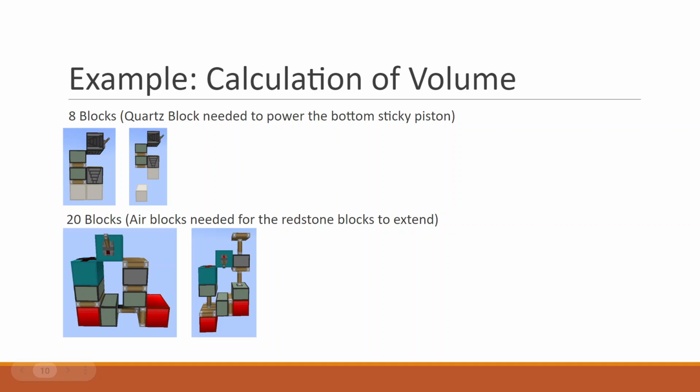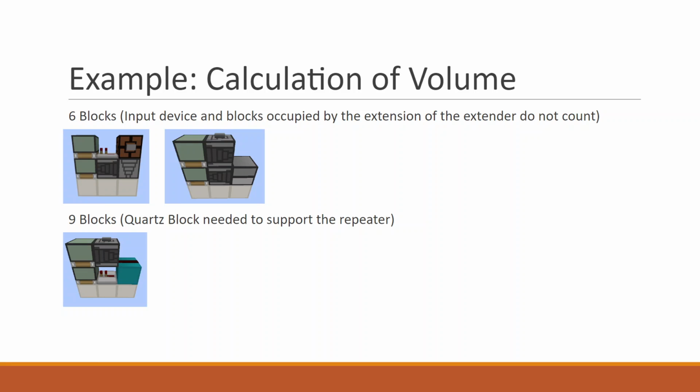So we have this double piston extender here. This is a pressure plate, and inside there's a minecart. So this is 8 blocks. Again, we don't count the lever. So this would be 2 by 4, because the quartz block here is needed to power the bottom sticky piston. Now, some people might think, hey, this observer also powers this quartz block, so shouldn't this be counted? The answer is no, because we are not powering any redstone component via this quartz block, and it's not necessary for the quartz block to even exist here. So this only counts as 6 blocks.